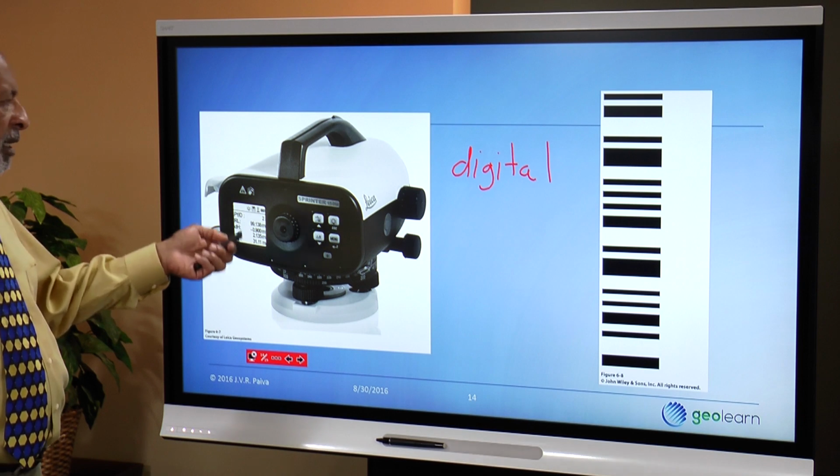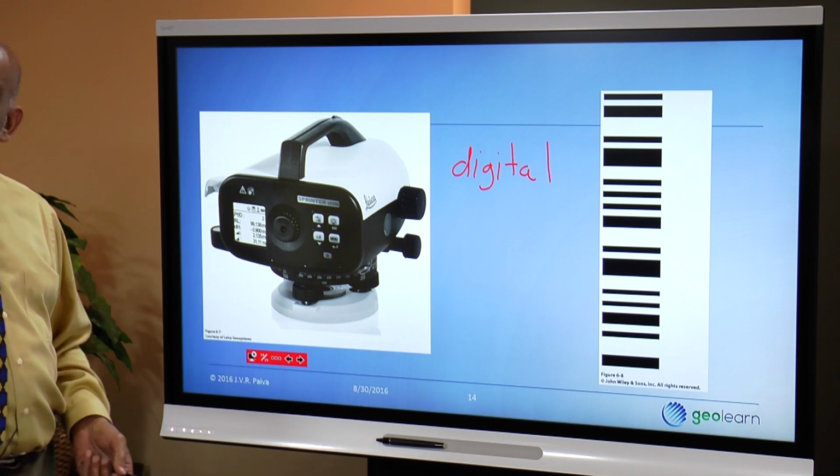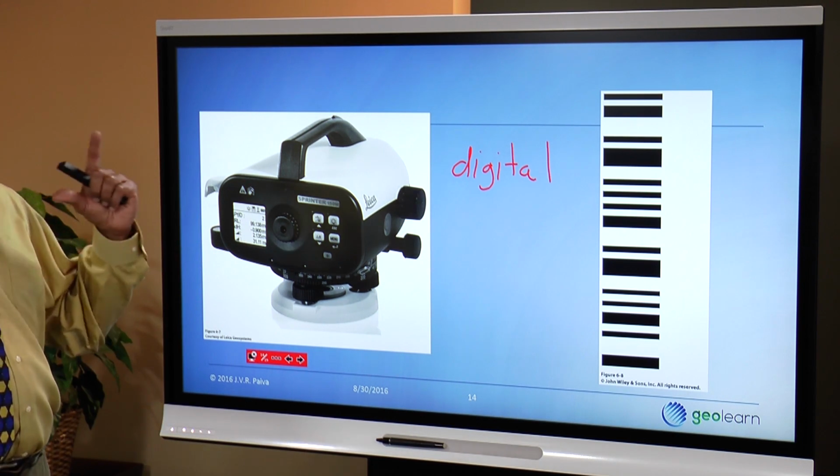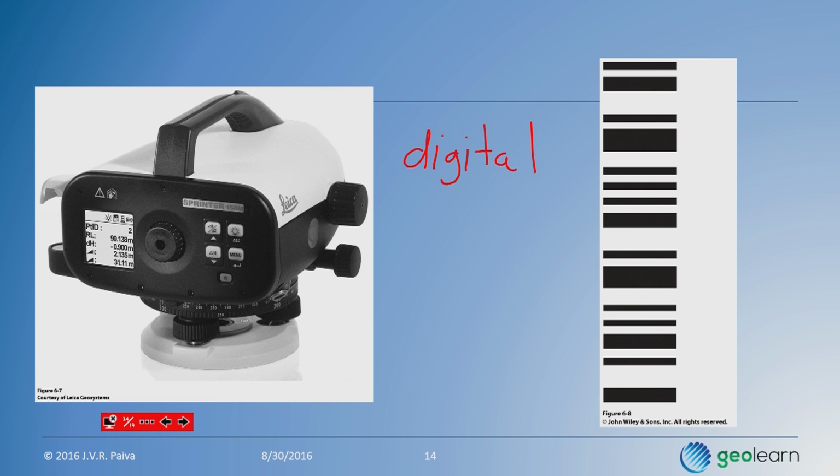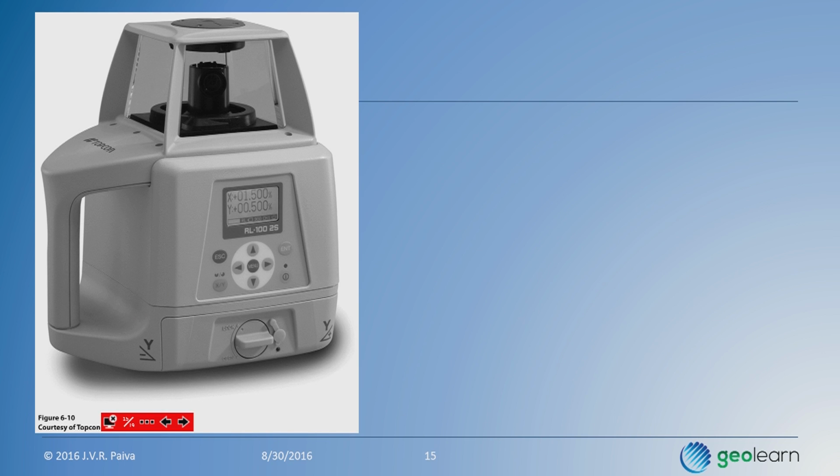And so what this does is you still sight through the telescope to make sure that the field of view covered by the telescope includes the rod, but then you simply push a button and it takes its own readings and keeps track of your differences in elevation for you.